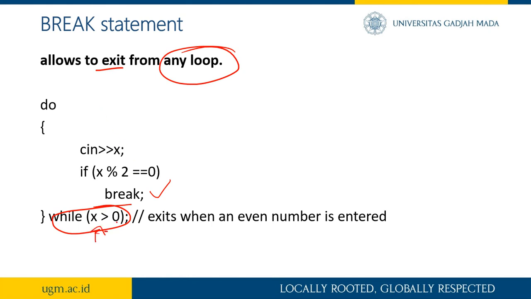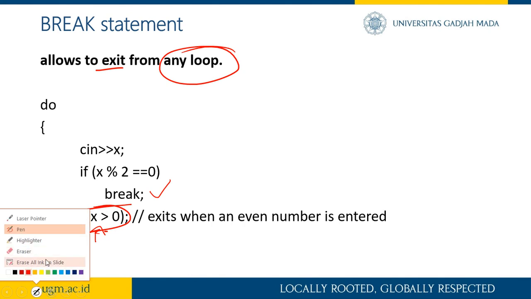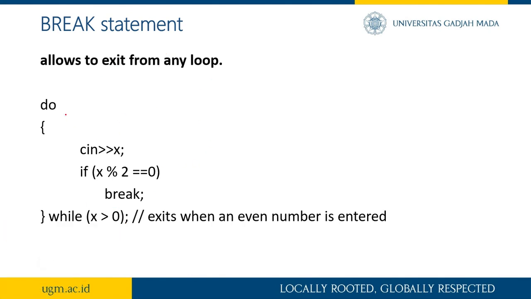So let's take a look at this example. Do cin input x, input to x, and then if x modulus 2 is 0, then break. Otherwise, while x is more than 0, do something else. So let's try.